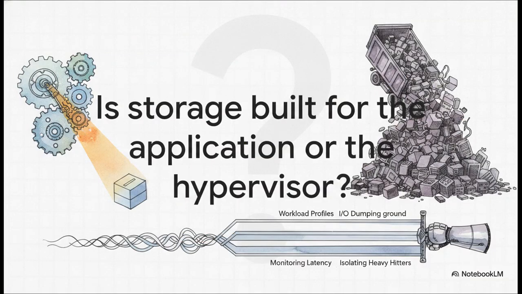Which leads us to our final thought today. As you look at your own infrastructure, I want you to ask yourself a hard question. Is your storage truly built for the actual demands of the application, or is it just acting as a generic dumping ground for the hypervisor? By really understanding workload profiles, tracking that latency, and isolating your heavy hitters, you absolutely can tame the I/O blender.